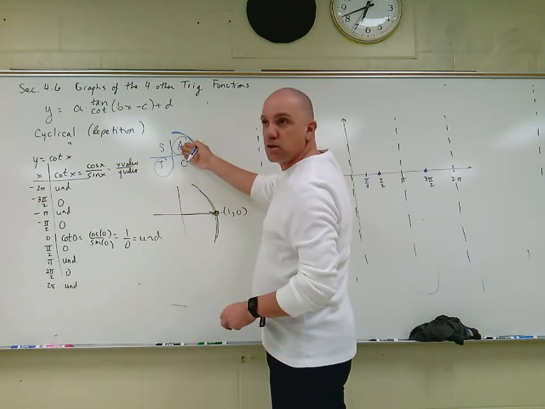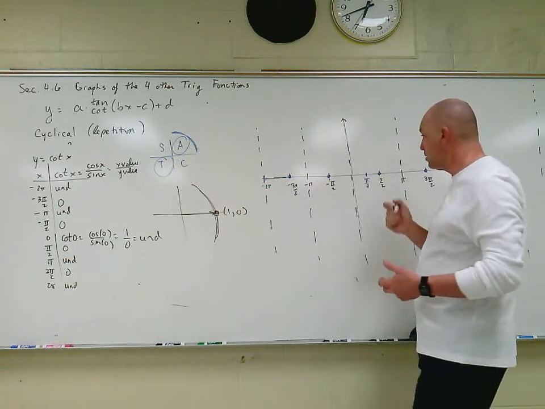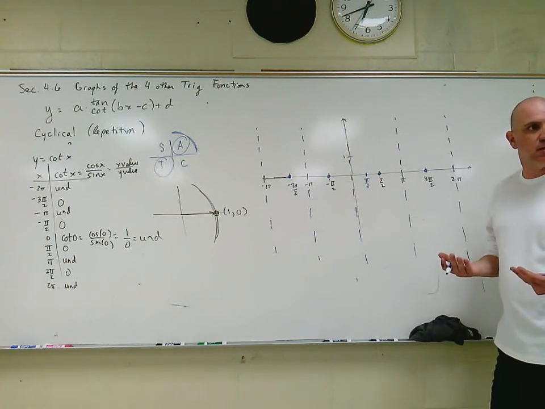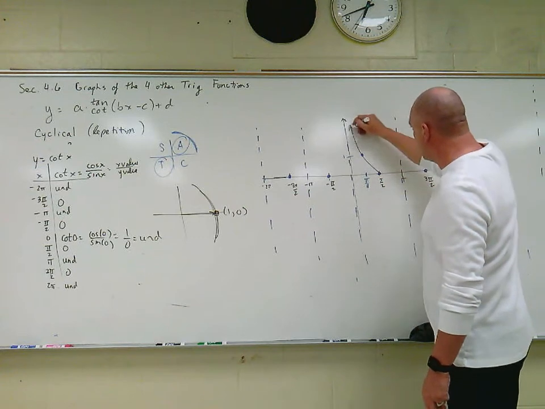What's cotangent going to be for a first quadrant angle, positive or negative? Positive. Well, what answer should it be? For 45 degrees, what should cotangent be? 1. It's positive, so notice it goes up here.